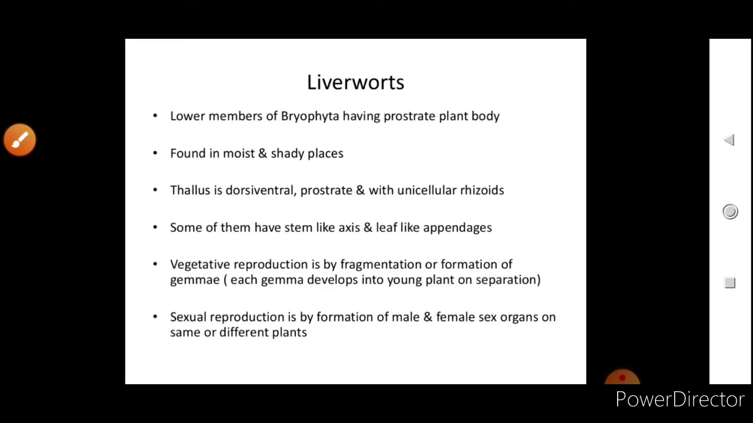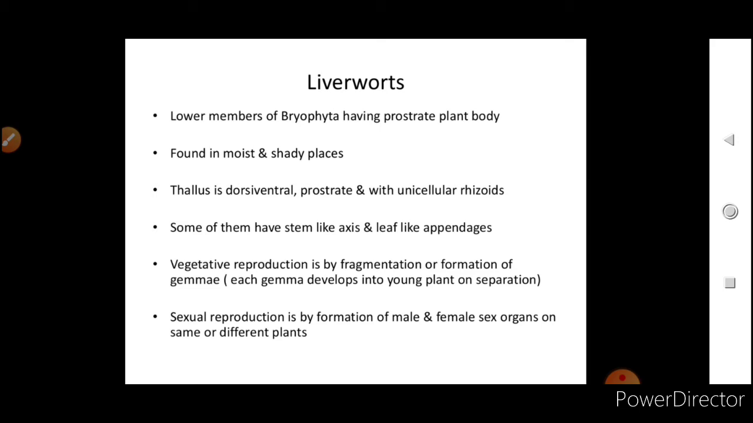Now the first division in bryophytes is the liverworts. Liverworts are the lower members of Bryophyta and have a prostrate plant body. As we have seen in Marchantia, it is a thallus-like structure. They are found in moist and shady places. The thallus is dorsiventral, dorsal and ventral, flat and prostrate, with unicellular rhizoids. Some of them have a stem-like axis and also have leaf-like appendages.